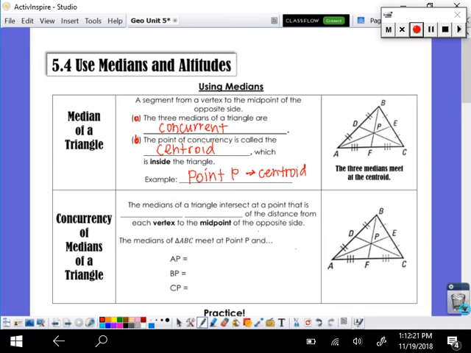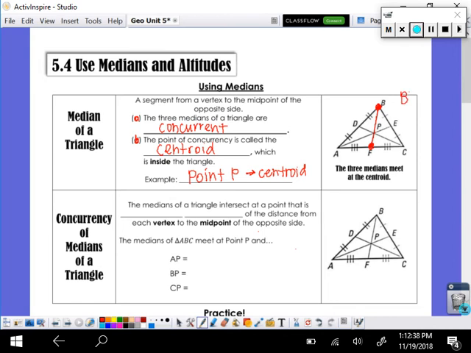Looking at this diagram, let's think about what the three medians are. So we're going from a vertex to the opposite side. If we choose B, the opposite side takes us to F. Notice that F is in the middle of AC, so that is your median. It goes from a vertex to the middle.